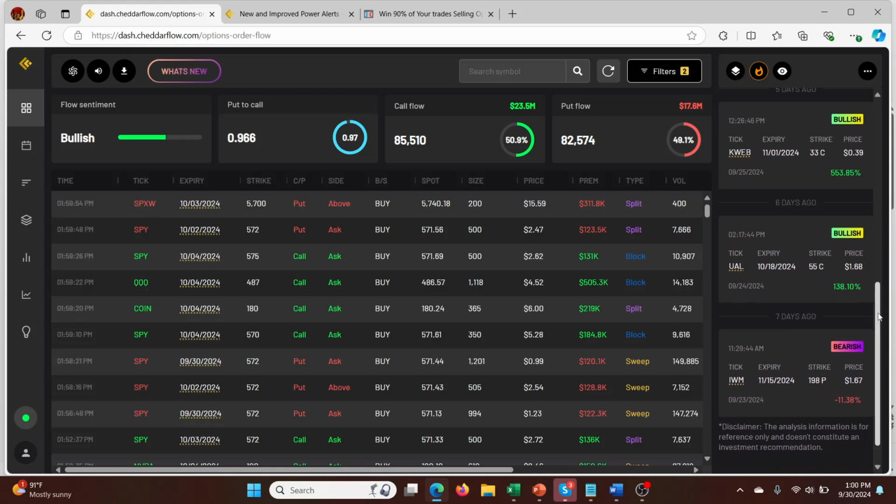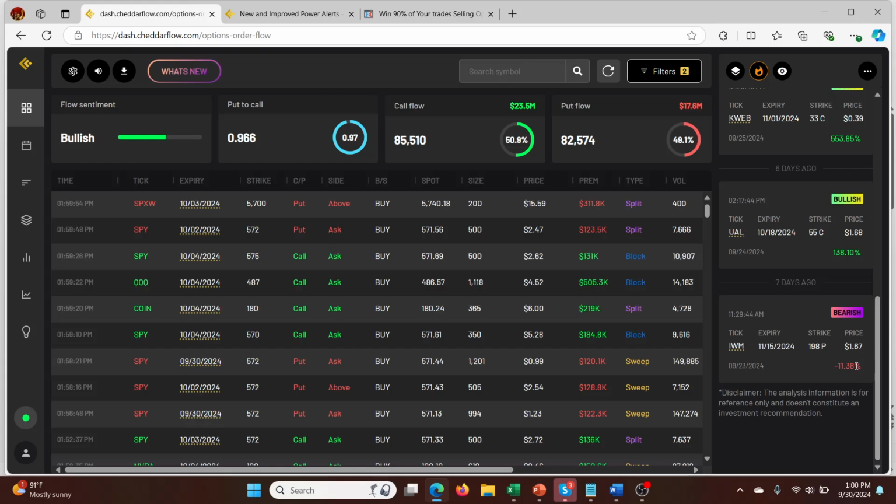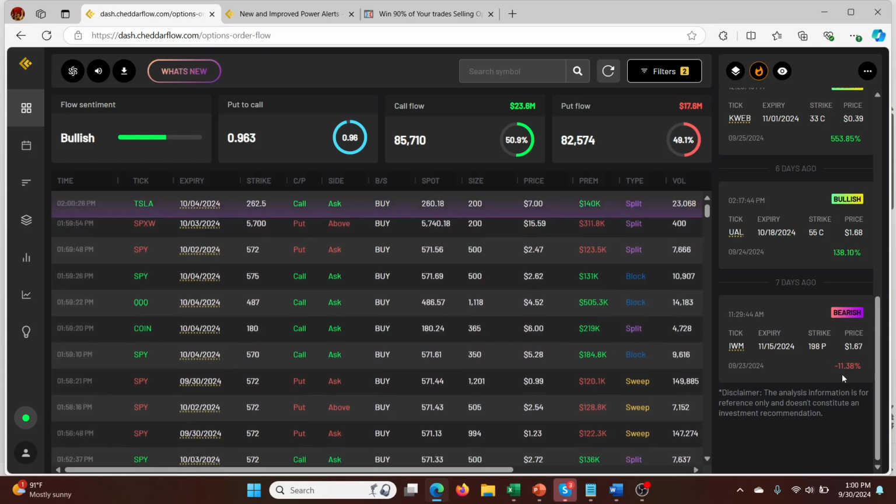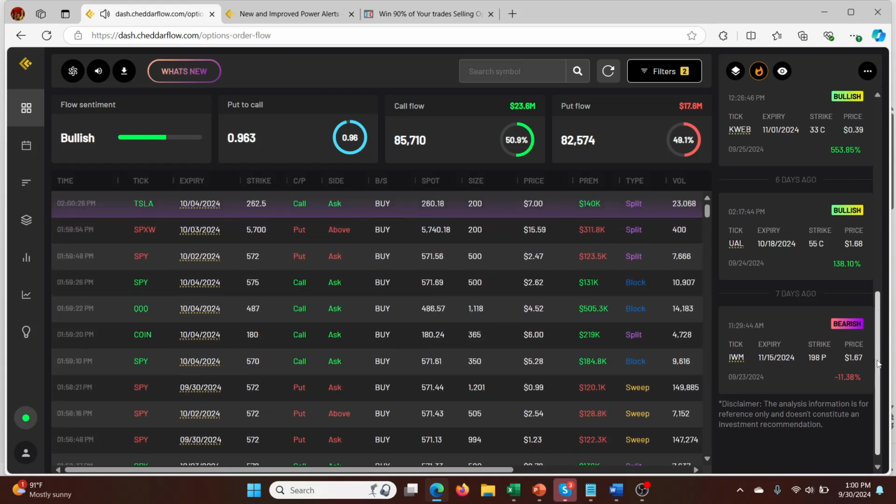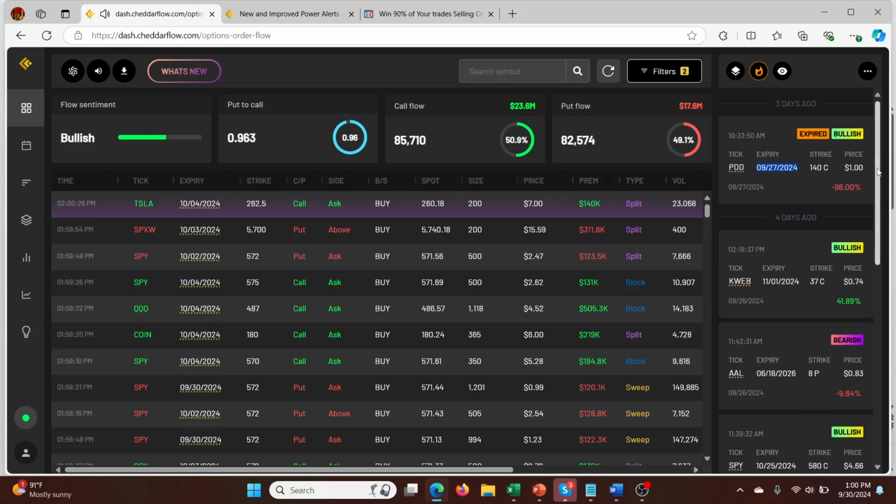There's another 138%, and there's a minus 11%, but the expiration on IWM here is not for another 2 weeks, so this could still be a profitable alert. Like I said, the one drawback is that there is no exit alert, so you have to be able to gauge for yourself what to do with this data, and that's really in line with everything else that Cheddar Flow has.